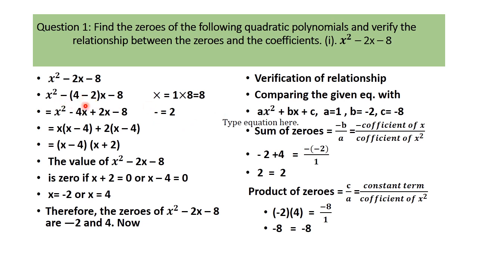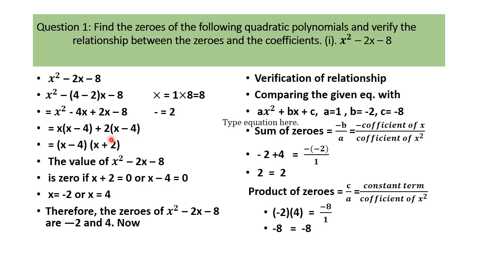Now we will open the brackets: x square minus 4x plus 2x minus 8. Now we will take common from the first two terms. Here common is x, and in the bracket we are left with x minus 4. Similarly in the last two terms, we will take common 2, and we are left with x minus 4, since 4 2s are 8. In most questions this bracket term remains the same.